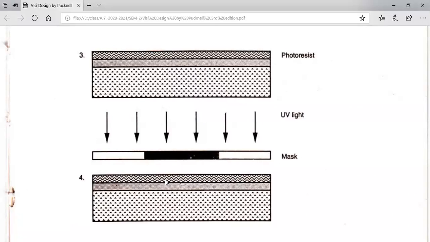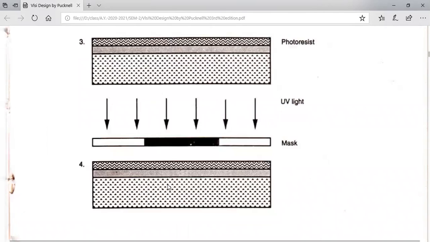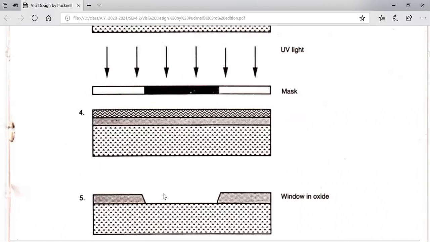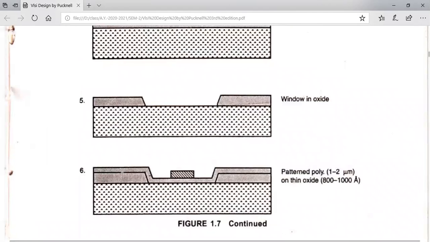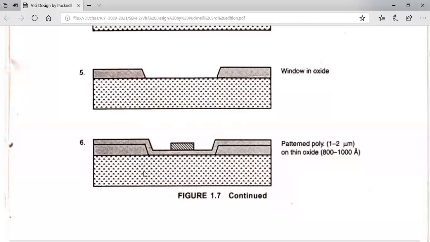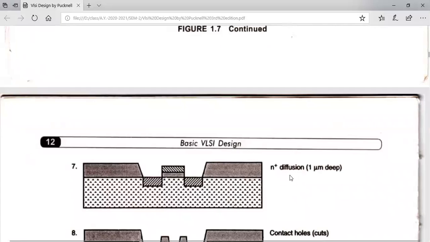So that thing will be removed with the help of some etching process, or else cleaning with some chemicals, generally HCl, like that. Next, a window will be formed in the oxide layer, and again a thin oxide is formed. Again, a gate material is formed. The main difference we can observe here is that we will be forming the source and the drain.